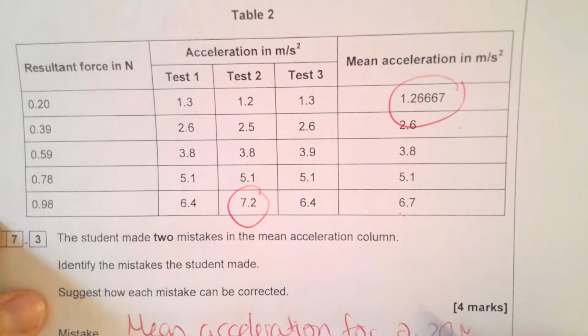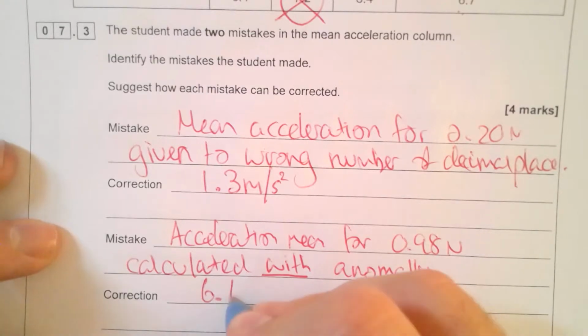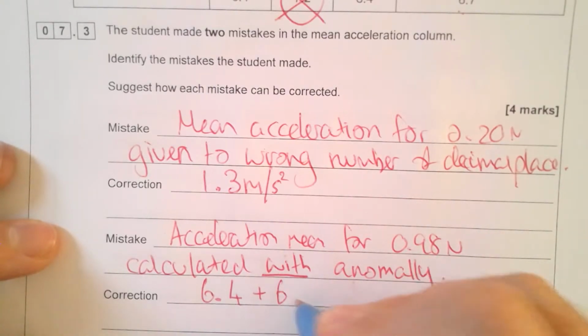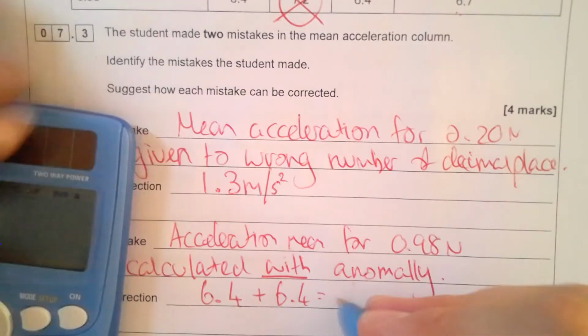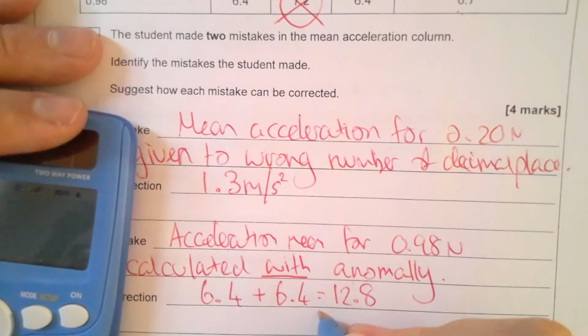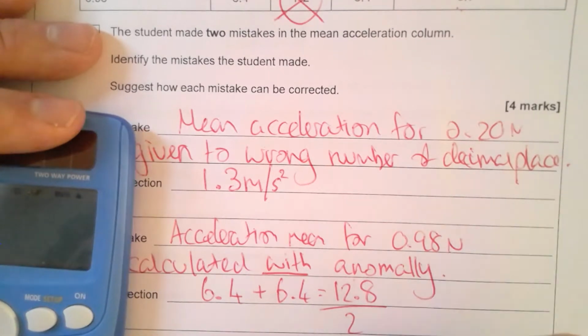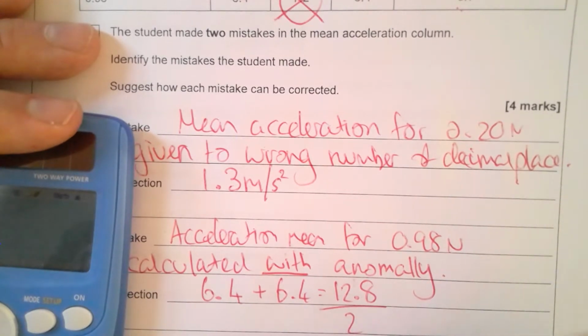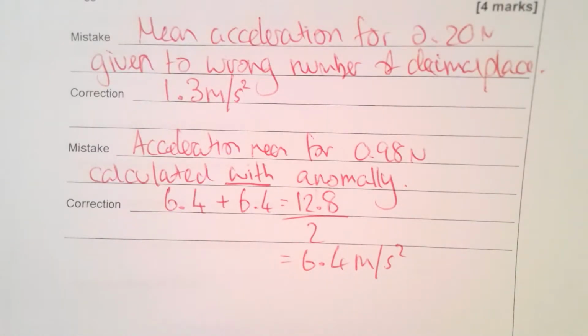So the correction should be, well, we're going to discard that anomaly. We're going to do the mean of 6.4 plus 6.4, which is 12.8. We're going to divide that by 2 rather than 3, which gives us 6.4 meters per second squared. So the correction should be 6.4 meters per second squared.